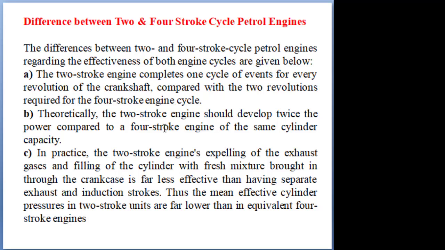Why? Because every crankshaft rotation it is producing power. But the mean effective pressure inside the cylinder of a two-stroke engine is less compared to four-stroke. Why? Because in the exhaust and inlet operation, we are opening the ports before the BDC, before reaching the BDC condition, so a loss of pressure drop will take place.